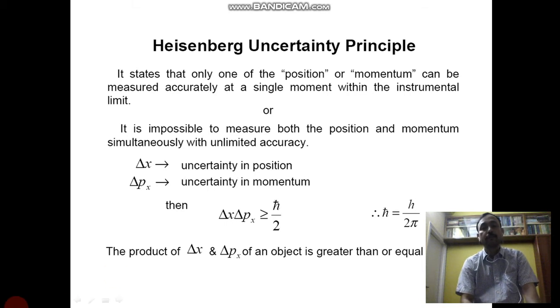Delta x is the uncertainty in position and delta px is the uncertainty in momentum. Then delta x delta px is greater than or equal to h cut by 2. H cut represents h by 2 pi, where h is Planck's constant. Its value is 6.624 times 10 to the power minus 34 joule second. The product of delta x and delta px of an object is greater than or equal to h cut by 2.